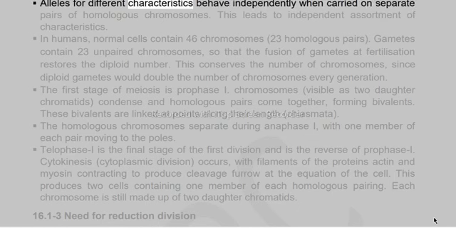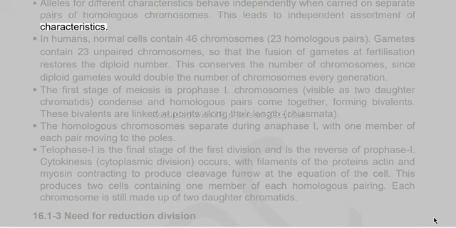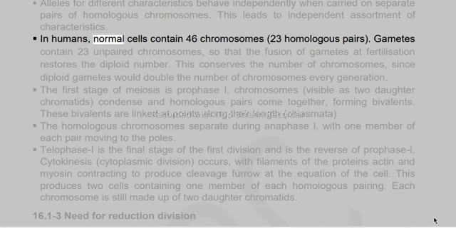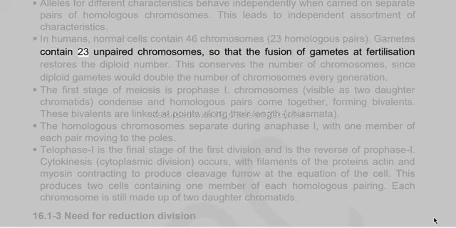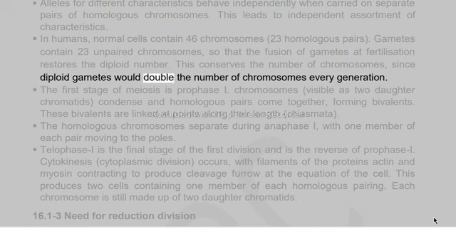Alleles for different characteristics behave independently when carried on separate pairs of homologous chromosomes. This leads to independent assortment of characteristics. In humans, normal cells contain 46 chromosomes, 23 homologous pairs. Gametes contain 23 unpaired chromosomes, so that the fusion of gametes at fertilization restores the diploid number. This conserves the number of chromosomes, since diploid gametes would double the number of chromosomes every generation.